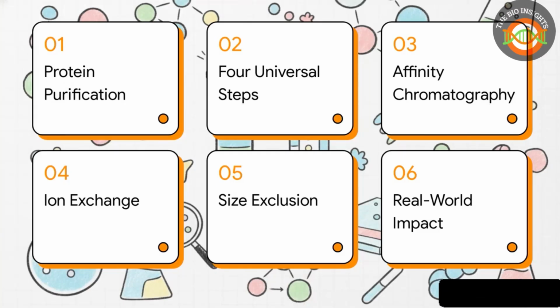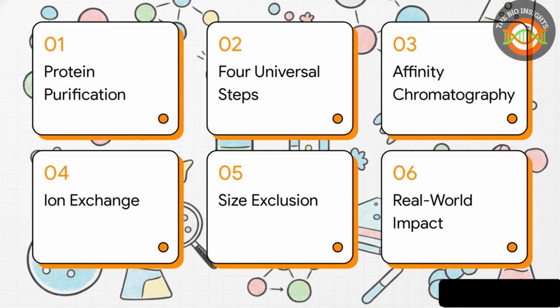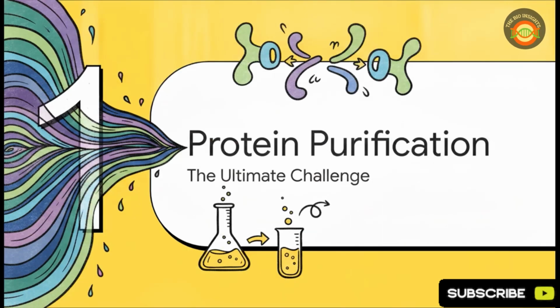Well, here's our roadmap for figuring that out. We're going to define the protein purification problem, walk through the 4 universal steps to solve it, and then break down the 3 big techniques: affinity, ion exchange, and size exclusion, before looking at some real-world biomedical impacts. All right, let's start right at the beginning with Section 1, the protein purification problem.